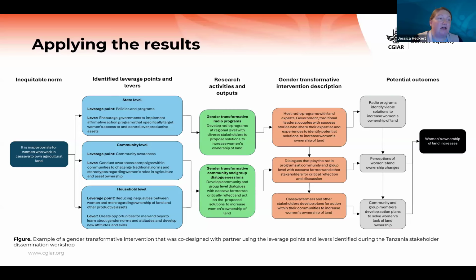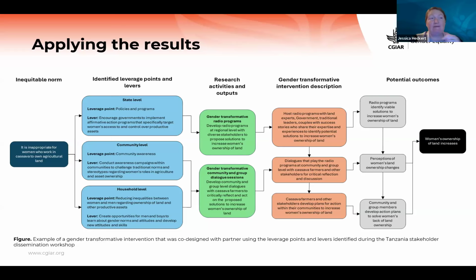And then at the household level, again, addressing ways of reducing inequalities between men and women regarding ownership of land and other productive assets. One potential lever could be developing ways for men and boys to learn about gender norms and attitudes and develop new attitudes and skills. So from these, two specific approaches have been proposed: gender transformative radio programs, and then gender transformative community and group dialogues.